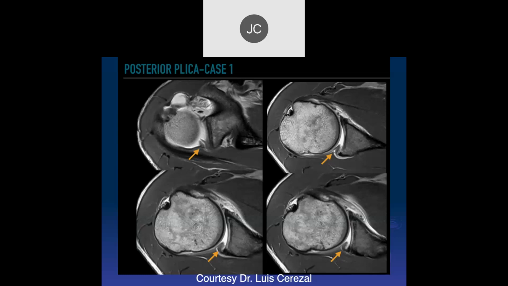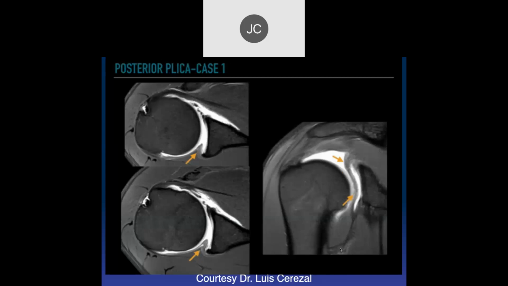Okay, let's see. Other things that you can see here. This comes from Luis Cerezol from Spain. You can see some abnormalities posteriorly. We can see a labrum undercut here a little bit, but you can see the soft tissues kind of blend into the joint space here. On the coronal images, we can see this linear structure in the coronal plane with contrast behind it and in front of it.